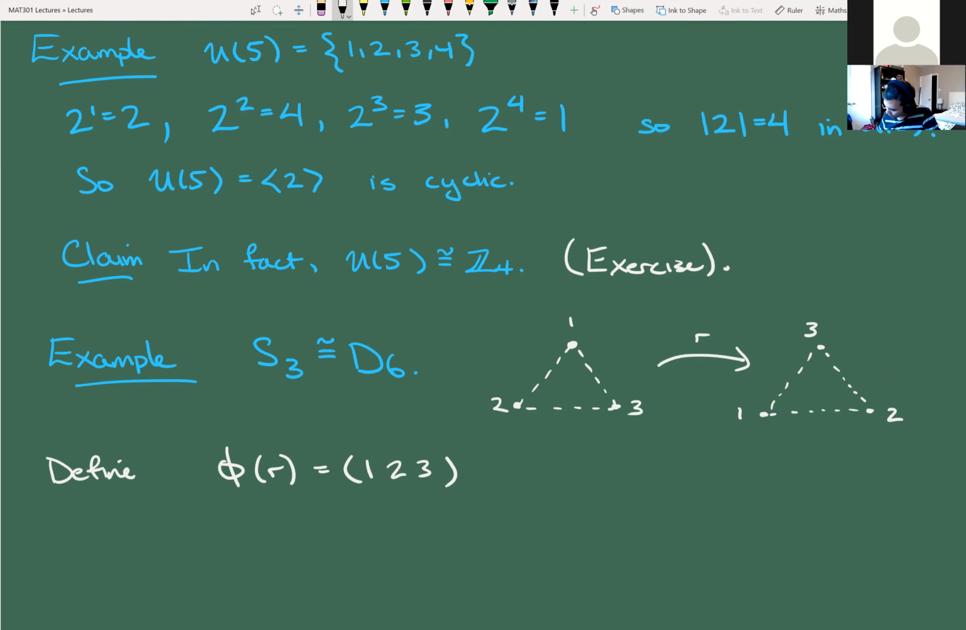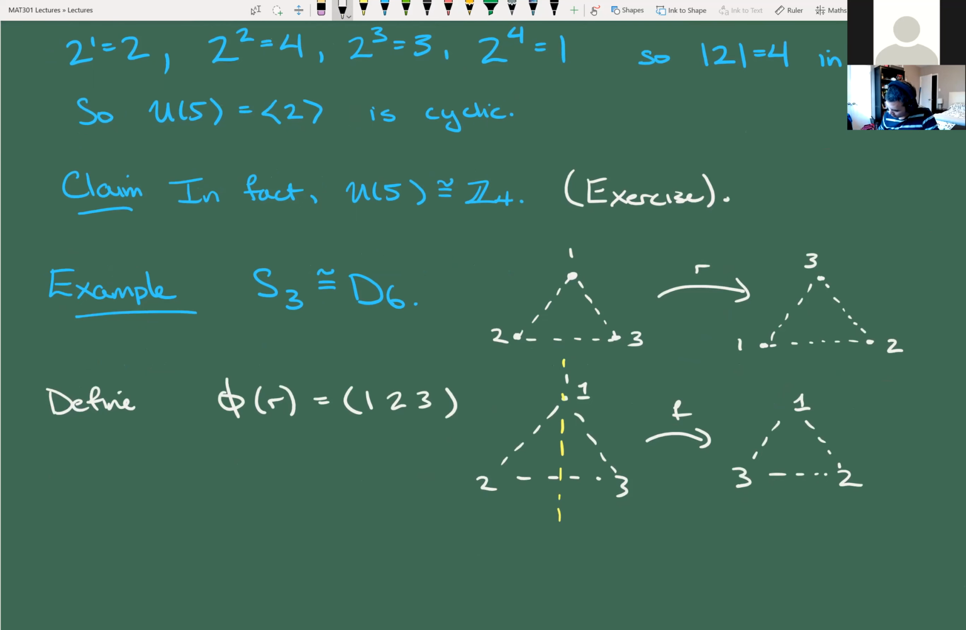Okay, what happens if I do a flip? Let's say I flip about this vertex here, right? So if I flip, then I get 1, 3, 2. Right? So that looks like phi of the flip should be, well, what happens? 1 stayed the same and 2 and 3 flipped.